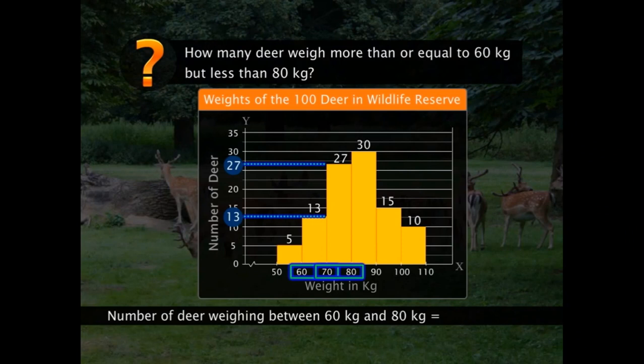Next, we note the frequency in each of these classes. Then, we add the frequencies. Thus, we find that 40 deer weigh between 60 to 80 kilograms.